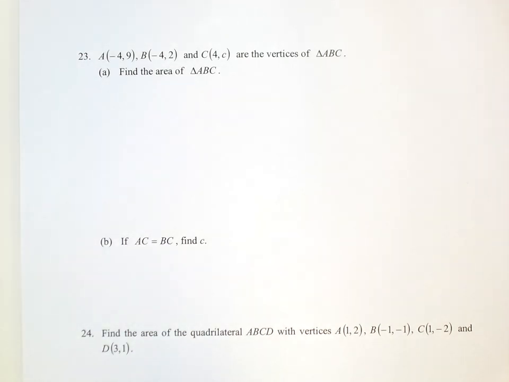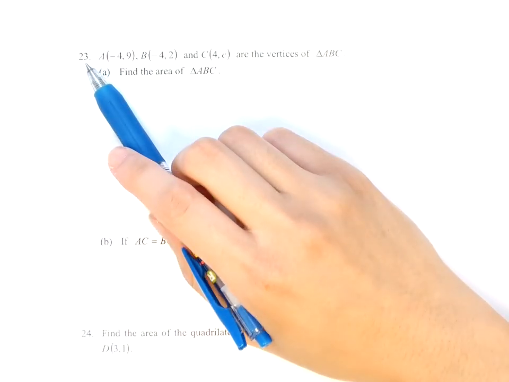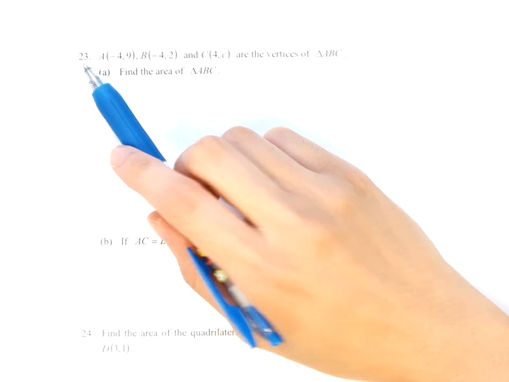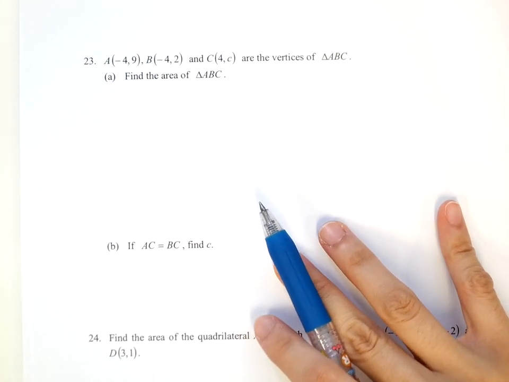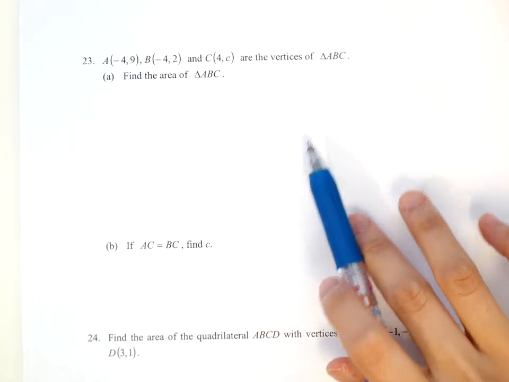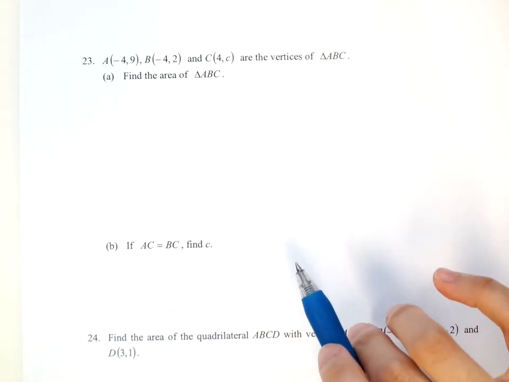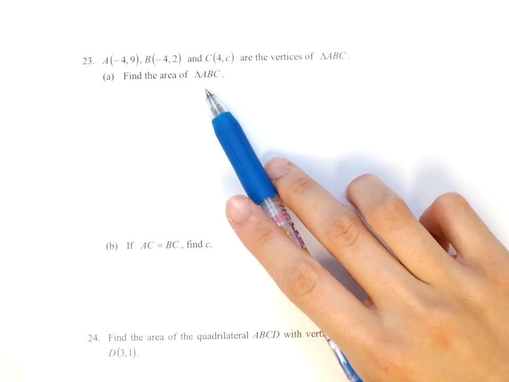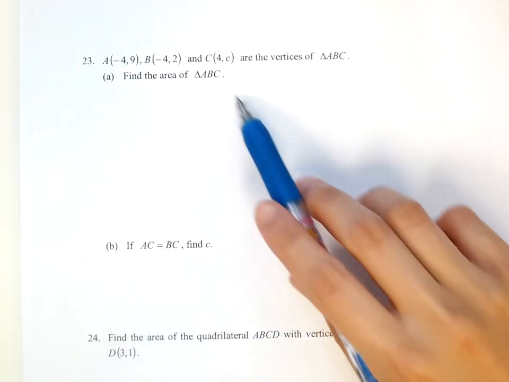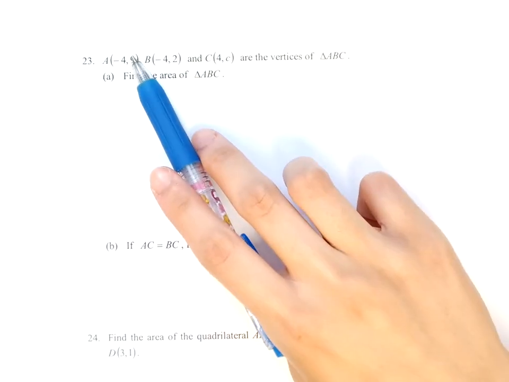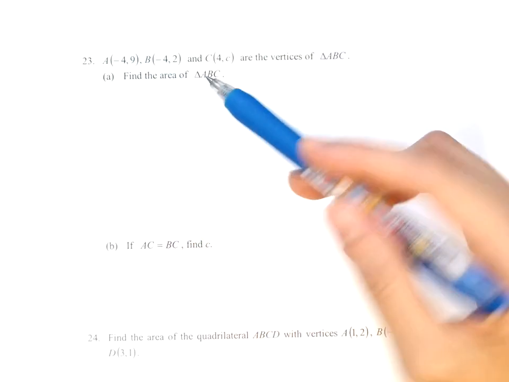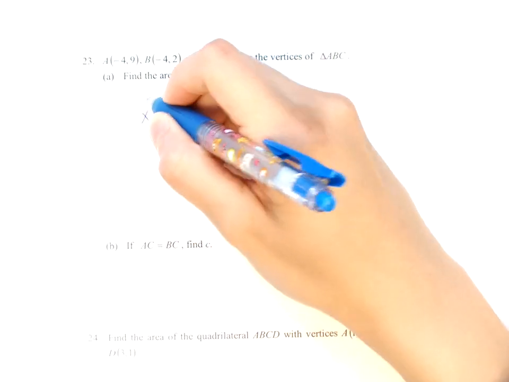Hello everyone, let's take a look at question 23, which is the most challenging question in this worksheet. If you are able to understand this question, then you learn a lot of things. So let's begin with the drawing of the area of triangle ABC. Let's start with the points A and B. Suppose point A is here.